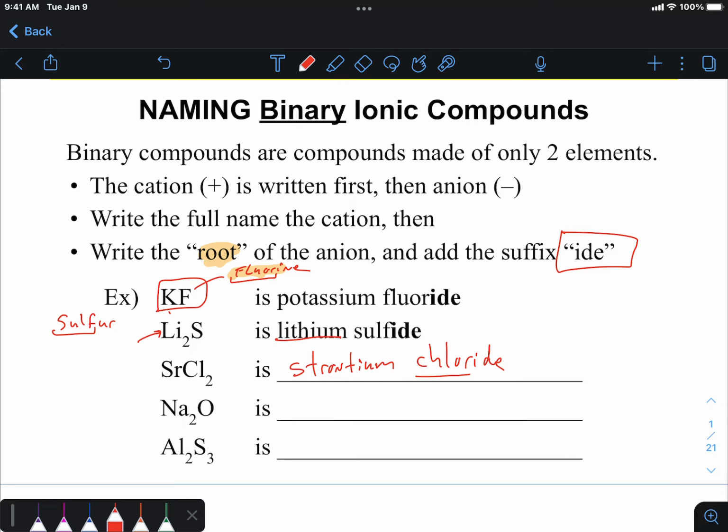Okay, so Na2O. Chris, what'd you put for that one? Sodium oxide. That's right. Sodium with oxygen. Ox is the root, so it's oxide. All right, what about the last one? What did we put for that one? Yeah, Emily. Aluminum sulfide. Right, good.